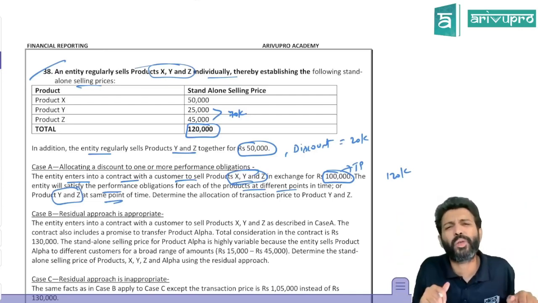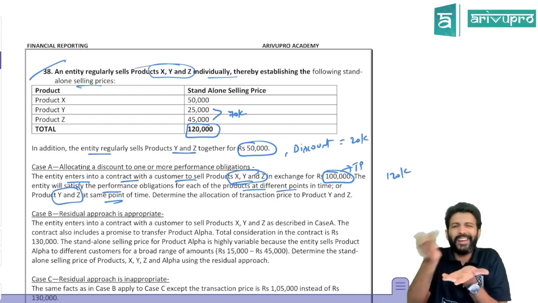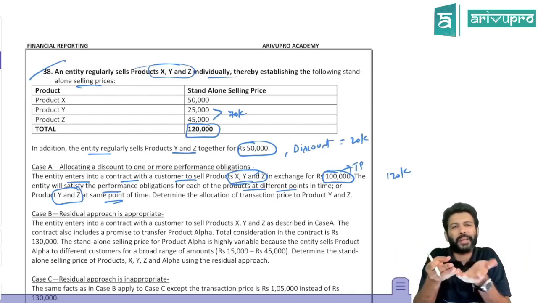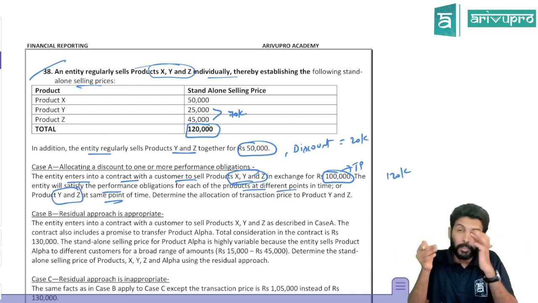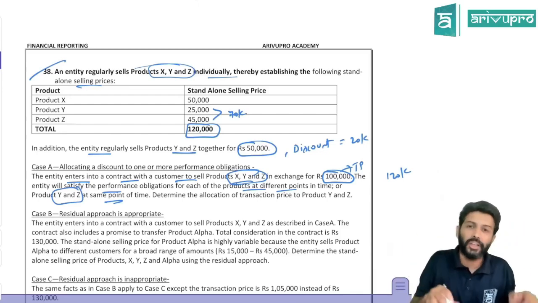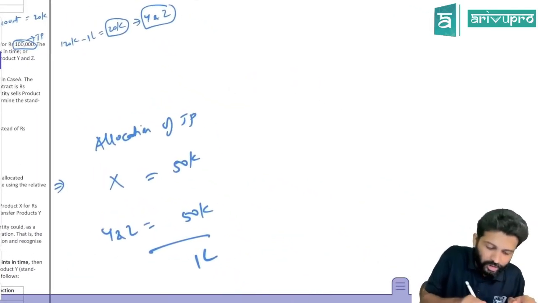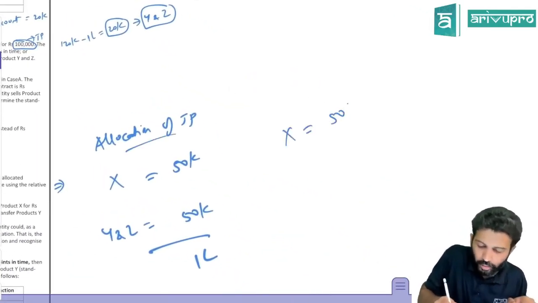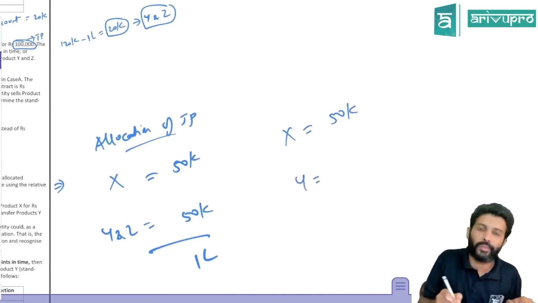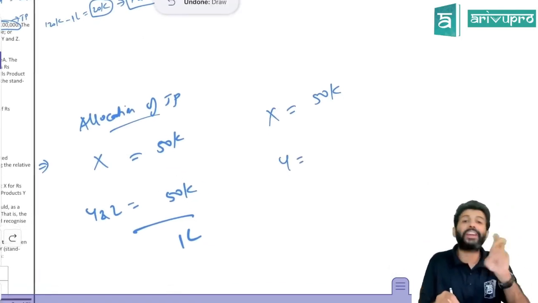You recognize revenue when the performance obligation is satisfied. Since the performance obligations of Y and Z are satisfied at the same time, you don't have to split it, because anyway revenue for both will be recognized on the same day. Even if you want the split up, we can do it. X you already know, which is 50,000. Then Y and Z together you have to allocate 50,000.